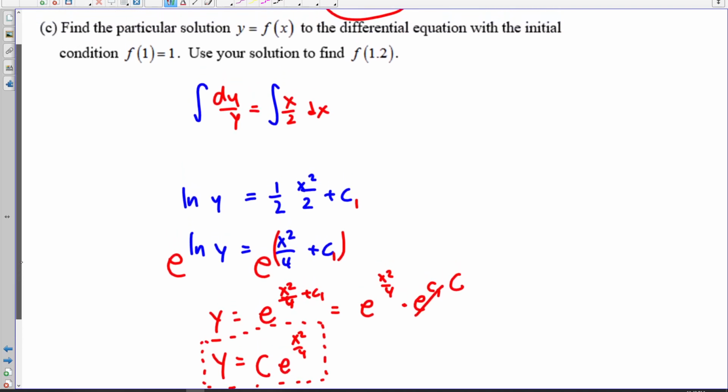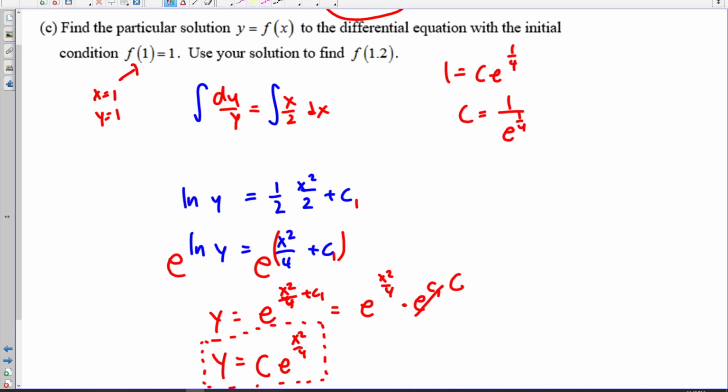So the question is, do I have an initial condition? I do. This right here says anytime x is 1, y is 1. So what I do is I plug that in to find the value for c. And so what I get is c is equal to 1 over e to the 1/4. And don't let all these fractions bother you. c can certainly equal that. So what I get down here is y is equal to 1 over e to the 1/4 times e to the x squared over 4. And that is my value, my equation for y.